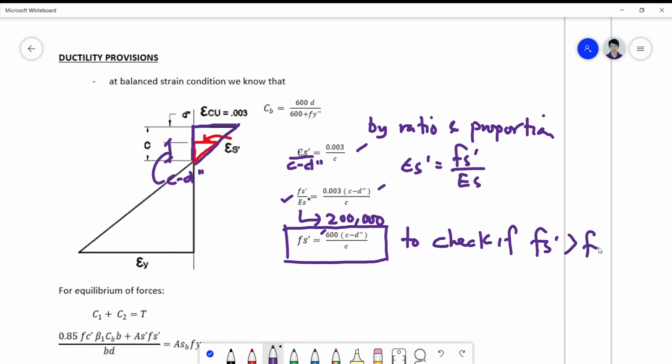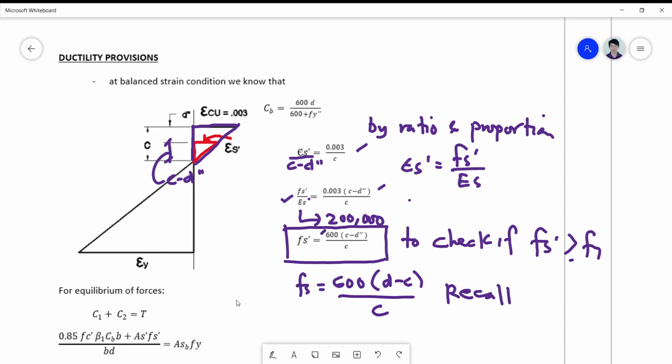Okay, so if it is greater or equal to Fy, then it yields. If not, it does not yield. Okay, so take note that the formula for the singly reinforced or the tension reinforcement Fs is simply equal to 600 d minus c all over c. Okay, so you have to bear in mind that these are two different equations.